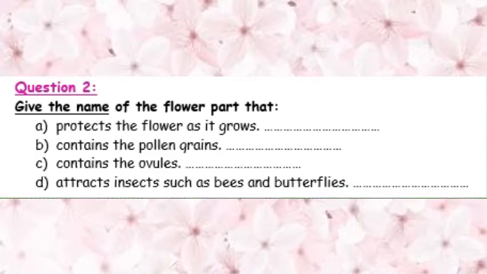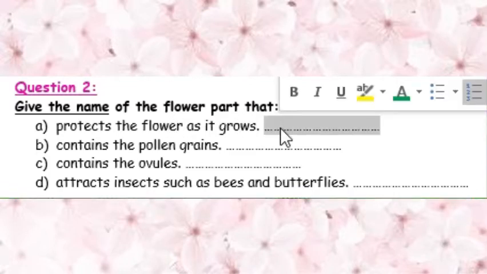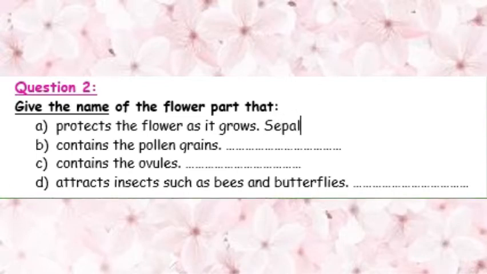In question number 2, we have to give the name of the flower part that performs a special activity. For example, which part of the plant or of the flower protects the flower as it grows? When the flower is still young and is still a bud, there is a special part that protects it, which is the sepal. Excellent. So sepals are leaf-like structures that protect the flower when it's still young and it's still a bud.